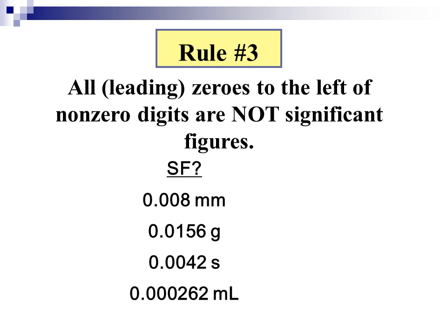Rule number 3. All zeros to the left of non-zero digits are not significant figures. Below, you'll see 4 measurements. Record the number of significant figures in each measurement. You'll have 10 seconds to do this.